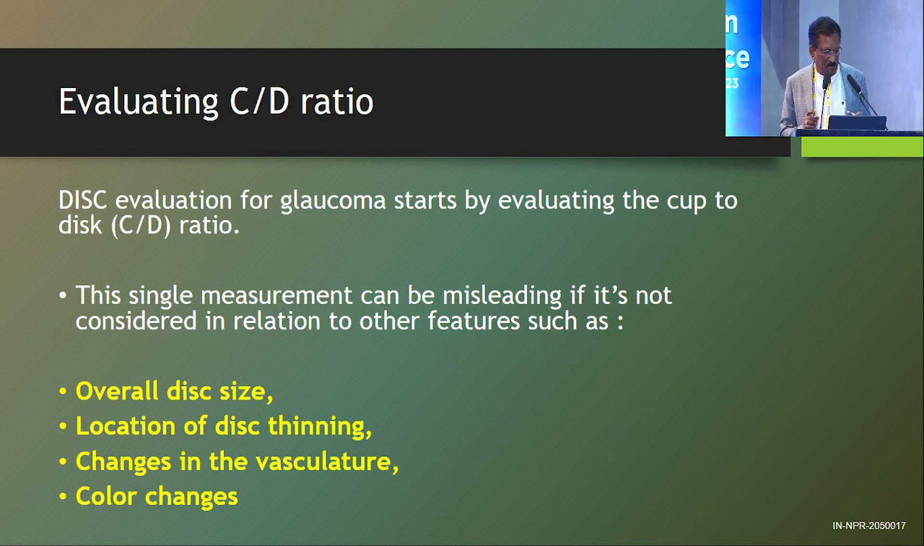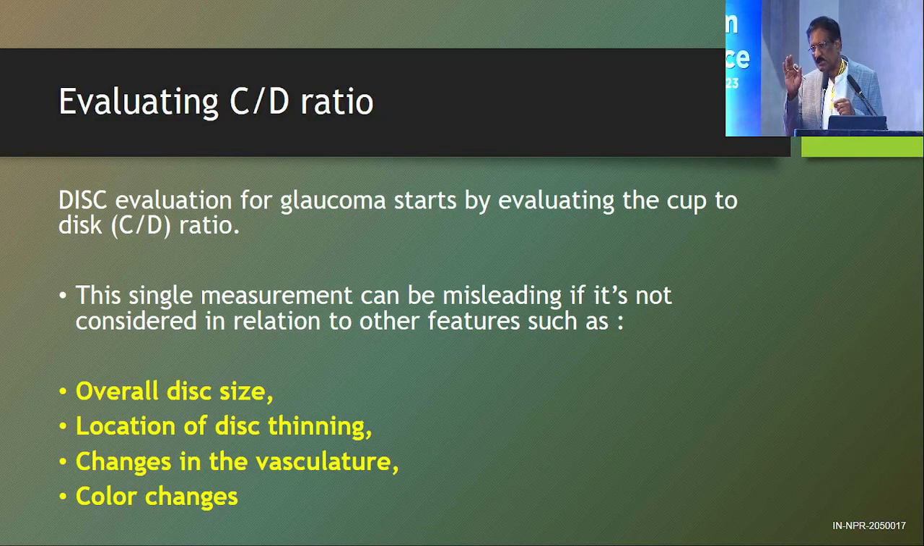Evaluating the CD ratio, we all give more importance to this. If you take only the CD ratio as it is, unless we are comparing it with the overall disc size, then we are making a mistake. There is no doubt about it, because the bigger disc will have a bigger cup, and the smaller disc will have a smaller cup. So whenever you see a big cup with a big disc, we need to compare with the disc size, location of the disc thinning, changes in the vasculature, and color changes, which are very important. We ignore it.